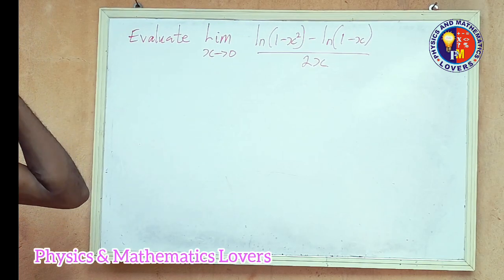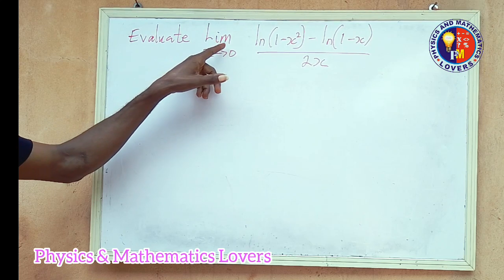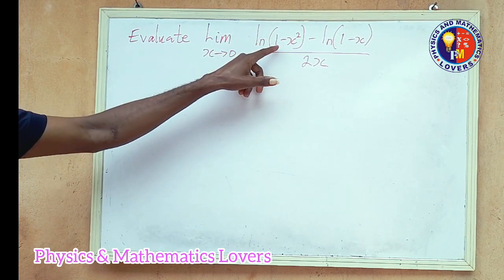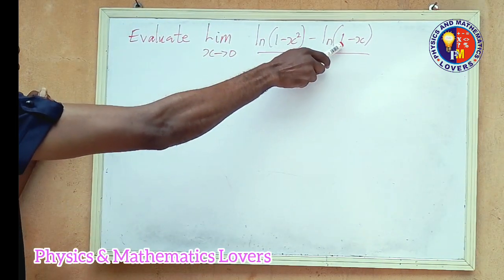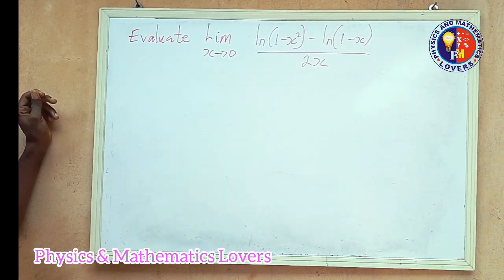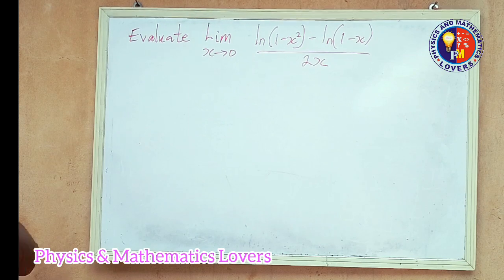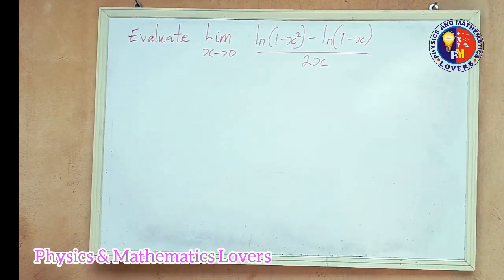Before us here is a question on limits. We are asked to evaluate the limit as x tends to 0 of ln(1 minus x squared) minus ln(1 minus x), all over 2x. The question seems complicated, but it's very simple if you understand the basic approach towards it.